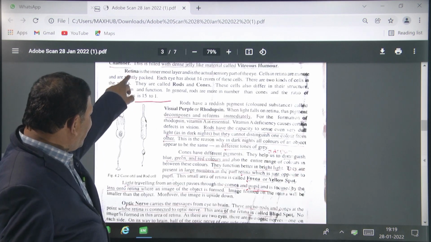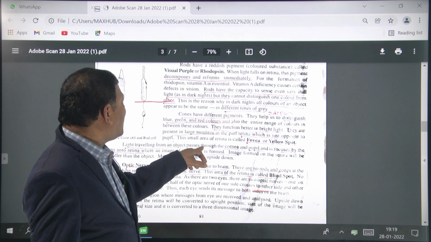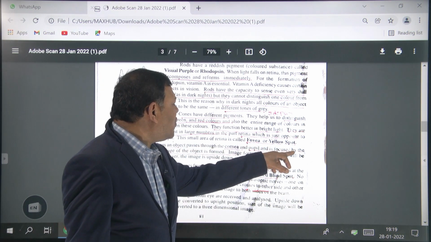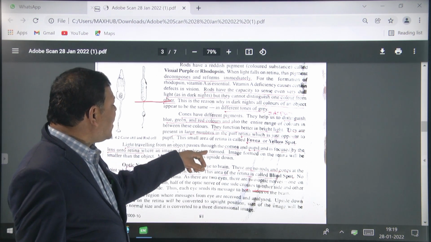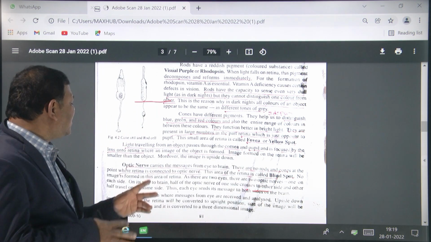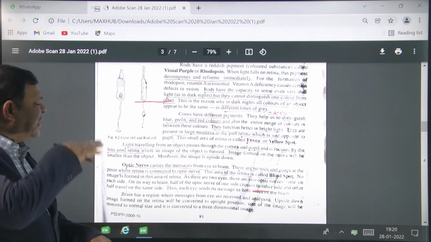Light traveling from an object passes through the cornea, then the pupil, and is then focused by the lens onto the retina, where the image of the object is formed. That image formed on the retina will be smaller than the object. Moreover, the image is upside down.